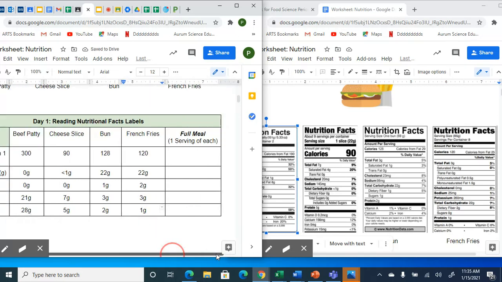So, now we are going to add each of our rows here. So, come on, I gotta get my calculator.